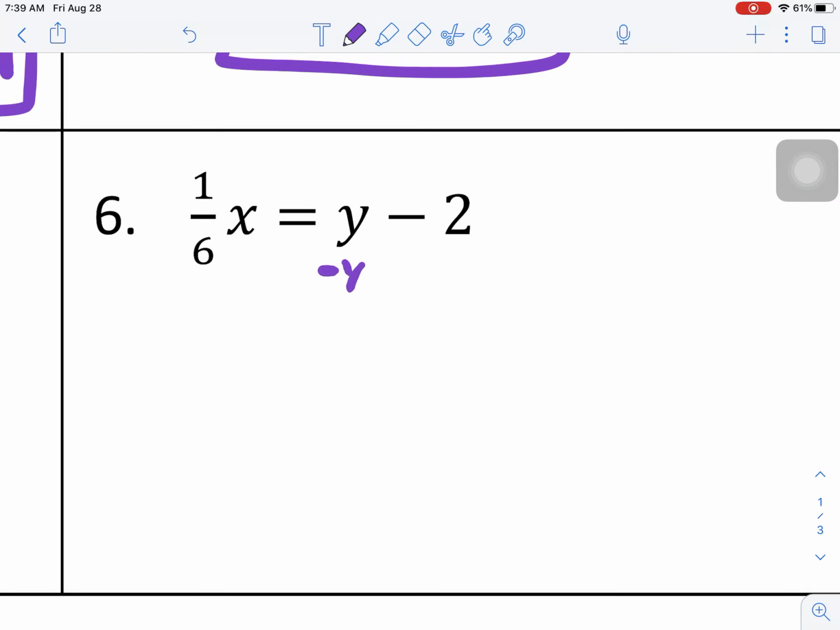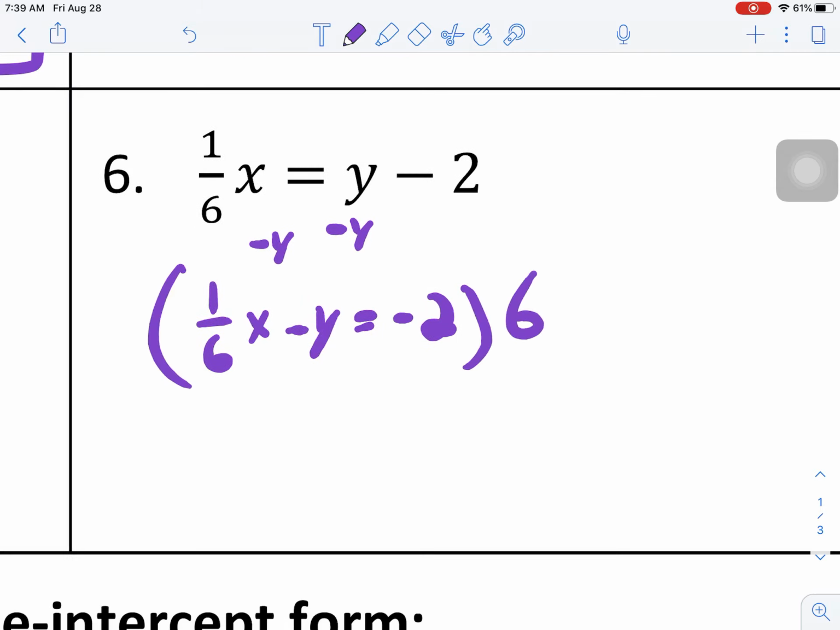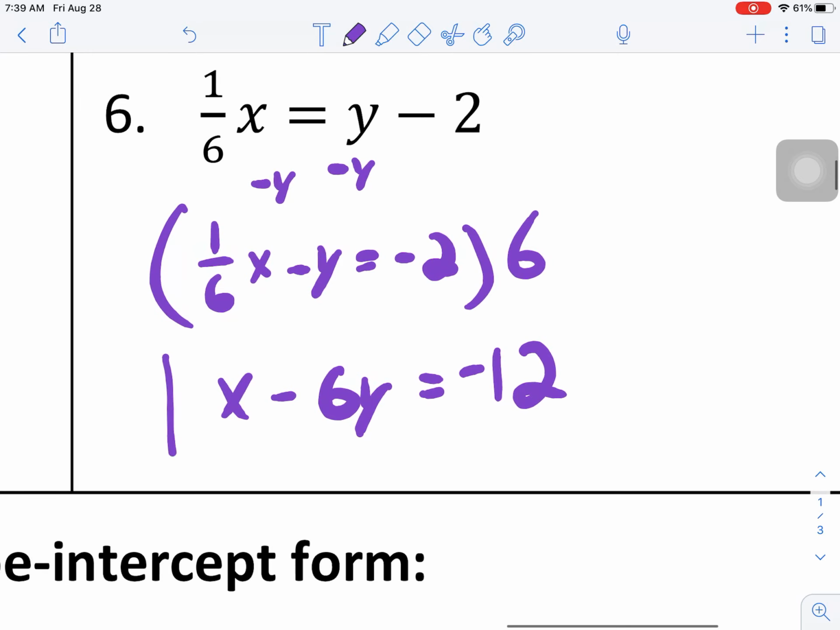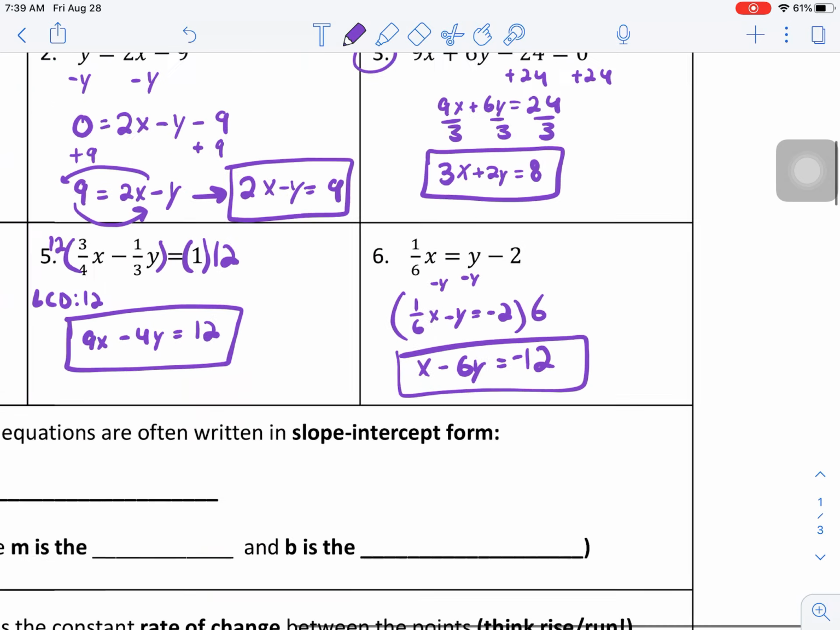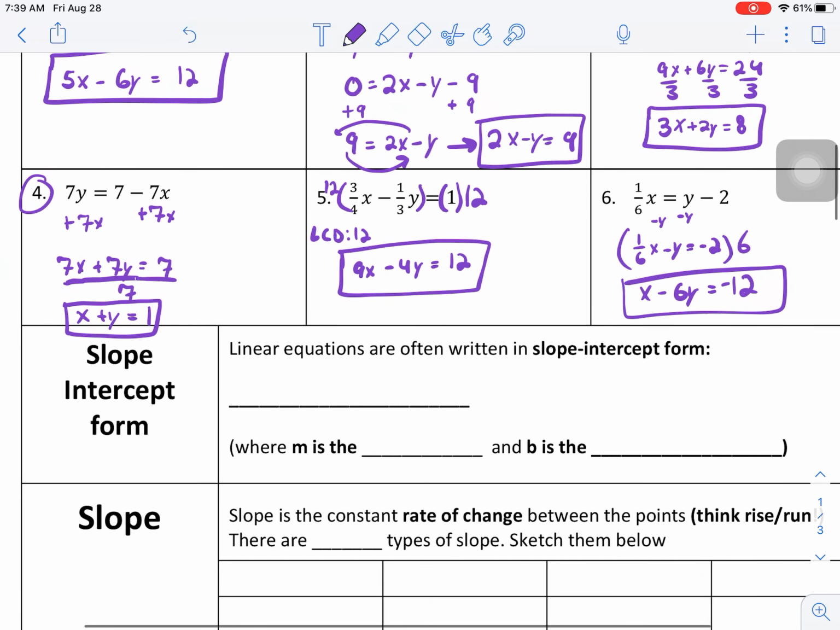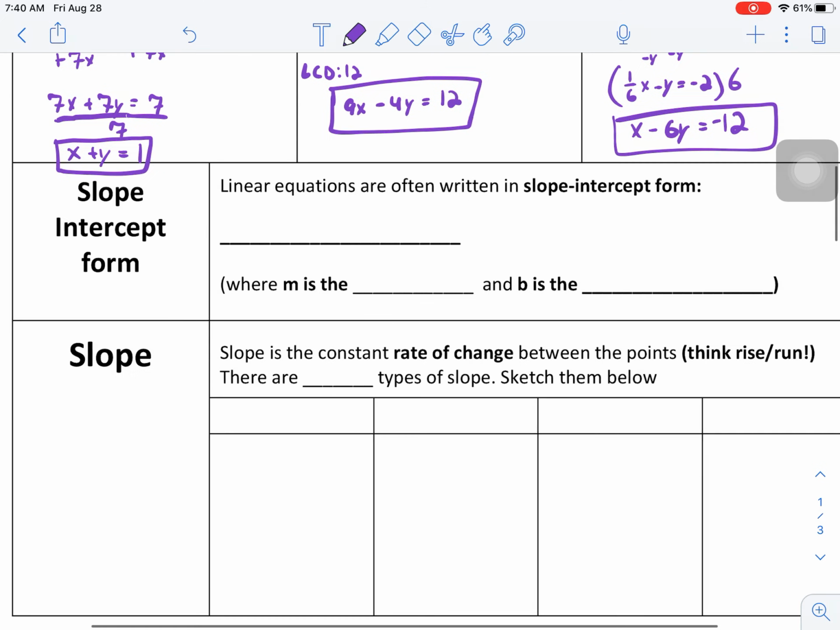And then the last one here, I'm going to subtract the y over, so we get 1/6 x minus y equals negative 2. And then multiply everything by 6. So that's x minus 6y equals negative 12. All right. For those of you who tried them on your own, if you want to check your answers real fast, there they are.